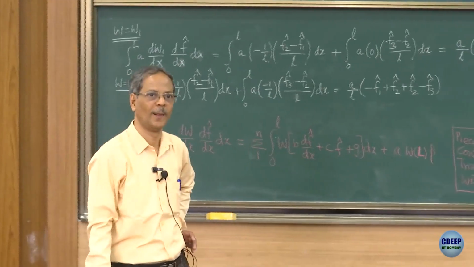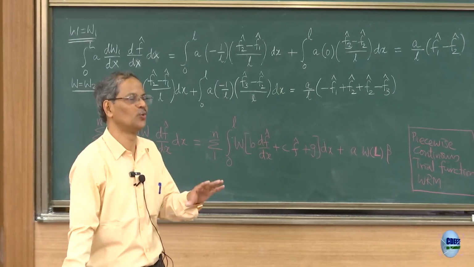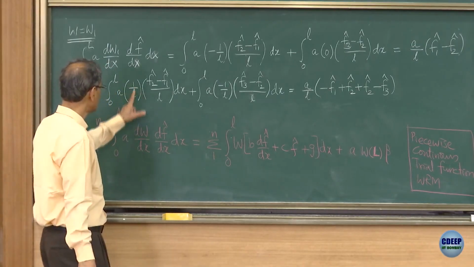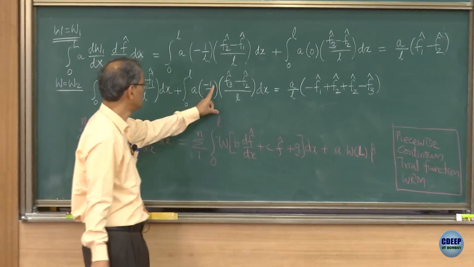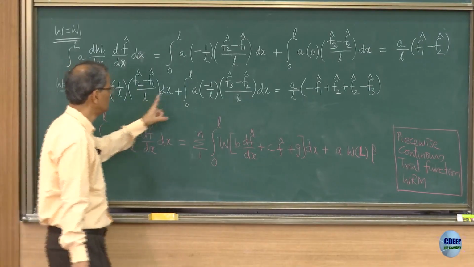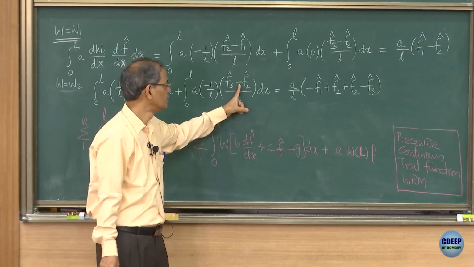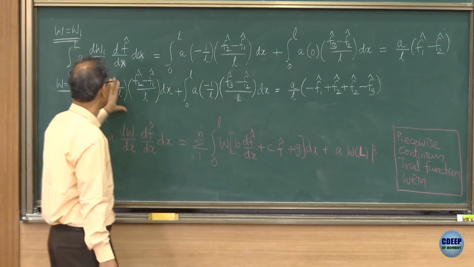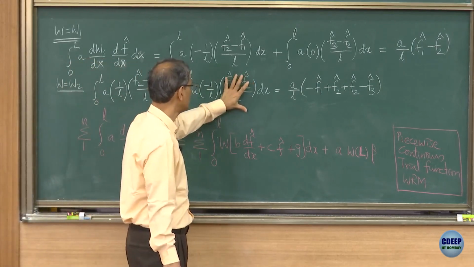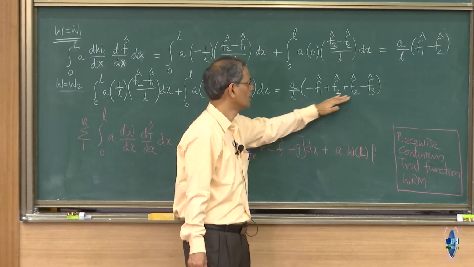Okay. Take it easy, slow, go through what we are doing. W2 now. So dW2 by dx in the first element, dW2 by dx in the second element. dF hat by dx in the first element, dF hat by dx in the second element. So this whole thing is a constant, this whole thing is a different constant. So integral dx is simply L. So I get this.